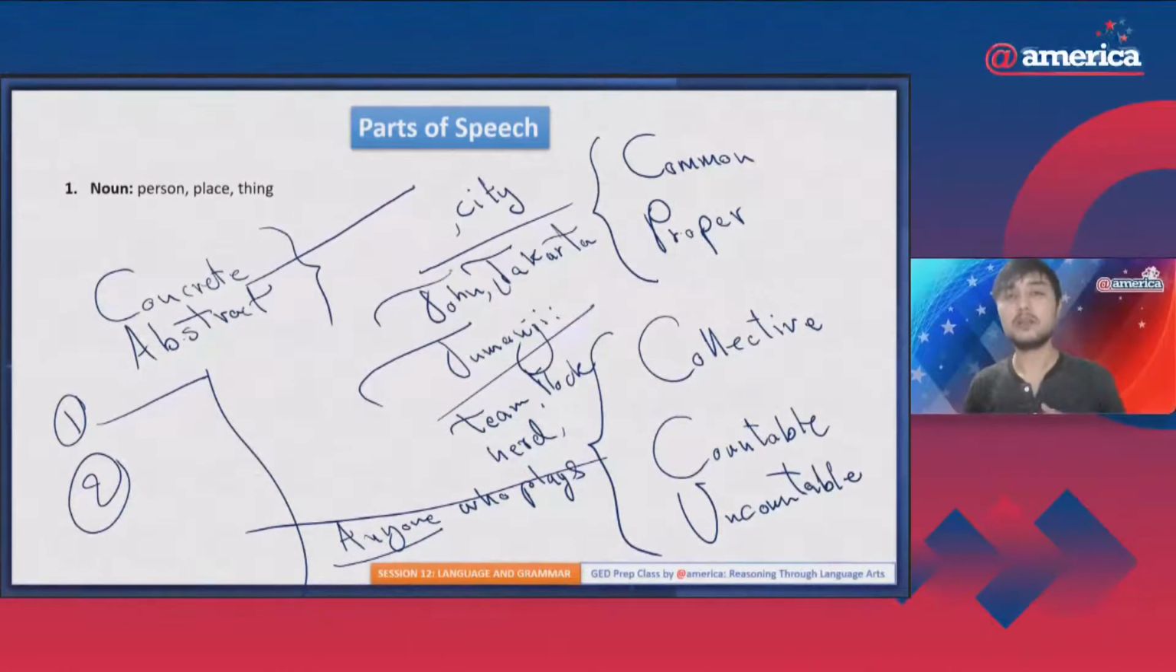Abstract nouns, they are more like ideas or social theories or social beliefs or maybe social norms. You could say beauty. Beauty is an abstract noun. Beauty is subjective. And you have happiness. You can see someone being happy, but you can't really see the happiness itself. Happiness itself is more of an idea. Or sadness.